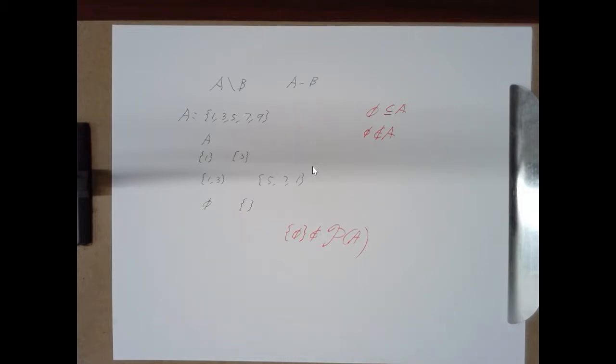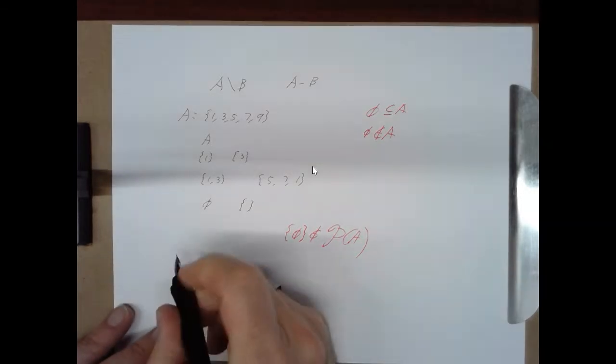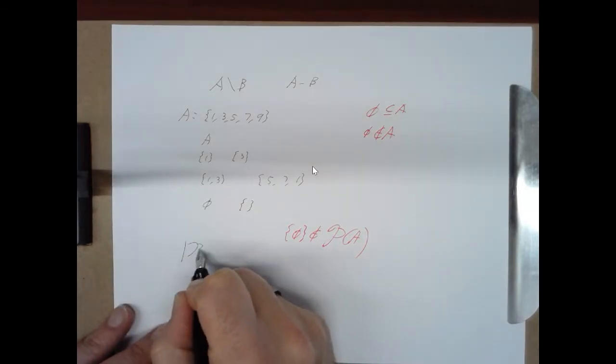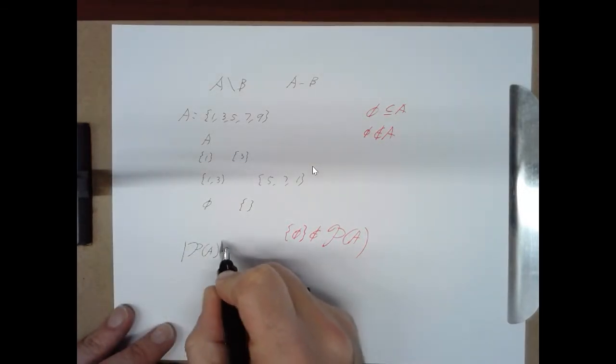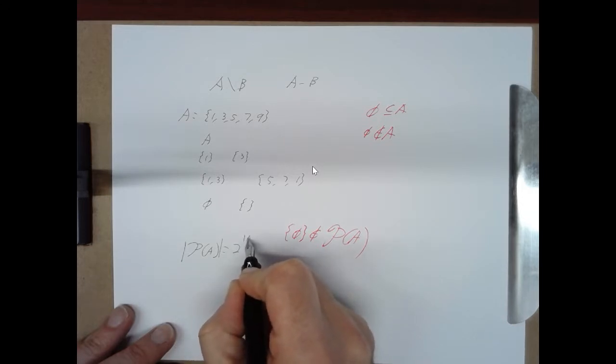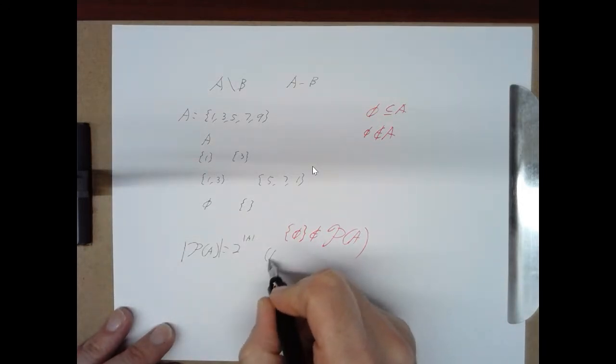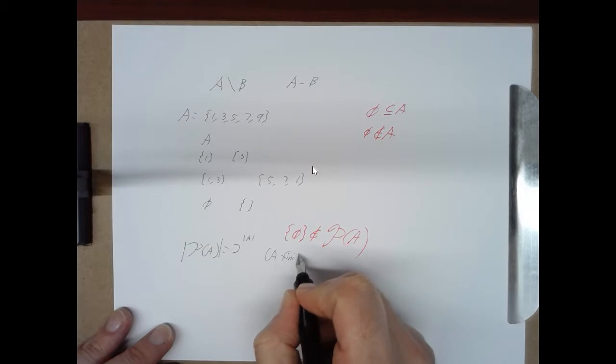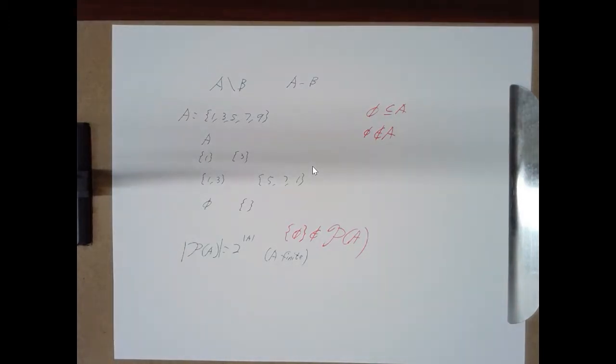So how many elements are in the power set? That's 32. This is the rule that we talked about. The cardinality of the power set of A is equal to 2 raised to the number of things in A. This is for A finite. We can prove that using induction if we want. I think we might have already done that.